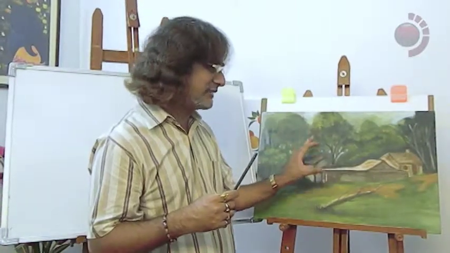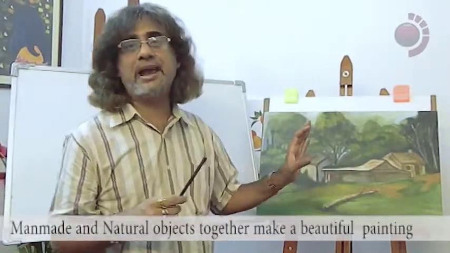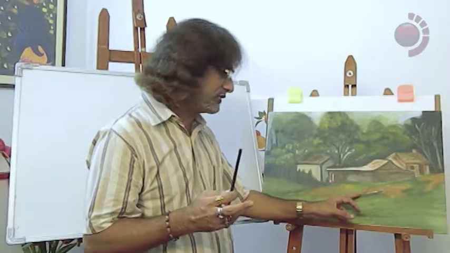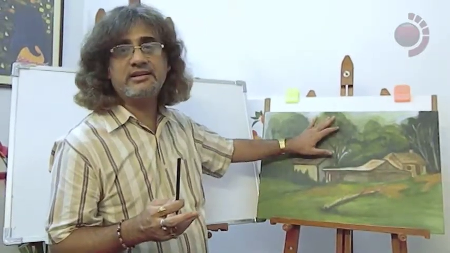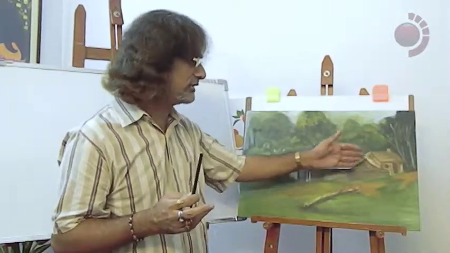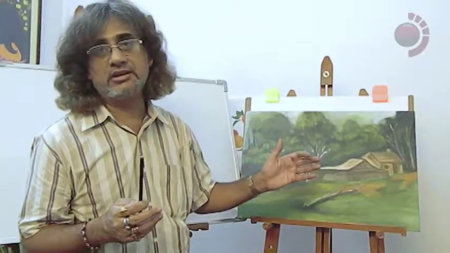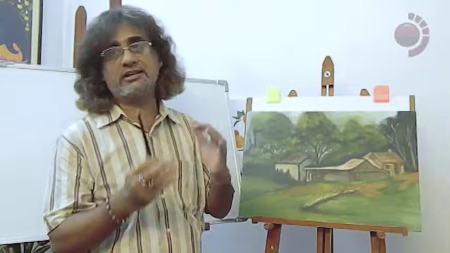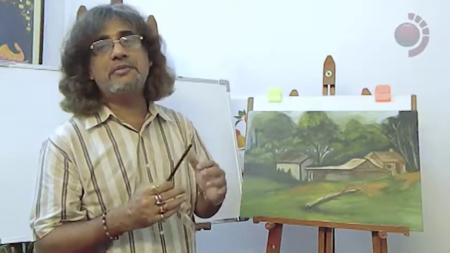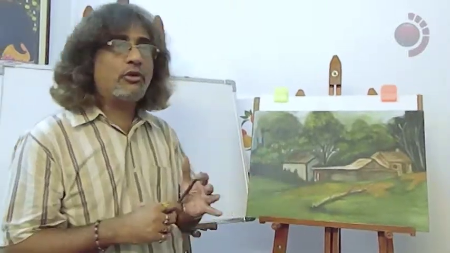In this particular painting, as we can see, natural objects as well as man-made objects have been mingled together. This particular part of the tree is a natural object. The trees behind are all natural objects. But these houses, these particular houses, one, two, or three, are man-made objects. So when man-made and natural objects are mingled as a whole, with space divisions, with textures, with colors, as we have talked about before, it can become a beautiful painting. So man-made objects and natural objects can both be mingled together.